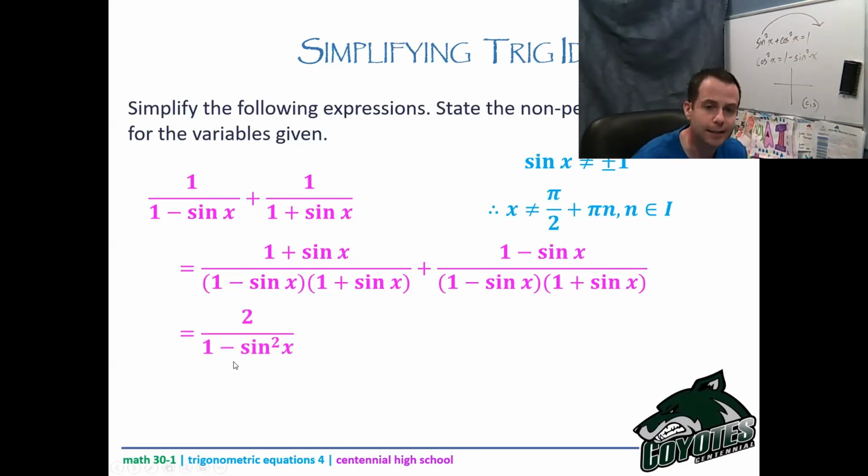Then, this is that exciting one again. Okay, go look at your formula sheet and see if you can tell me what 1 minus sine squared x is. 1 minus sine squared x is cos squared x, so now I'm left with 2 over cos squared x. Well, if I don't have to write this as a fraction, I don't want to. 1 over cos is secant, so 1 over cos squared x would be secant squared x. So my final answer here, I'm just going to write as 2 secant squared x.